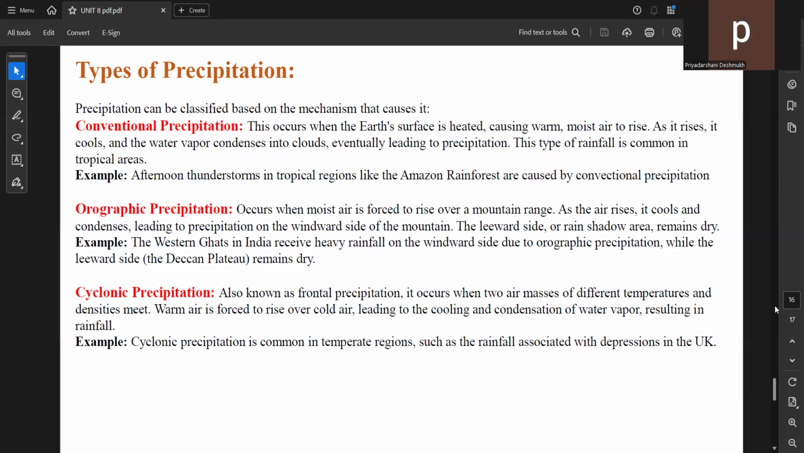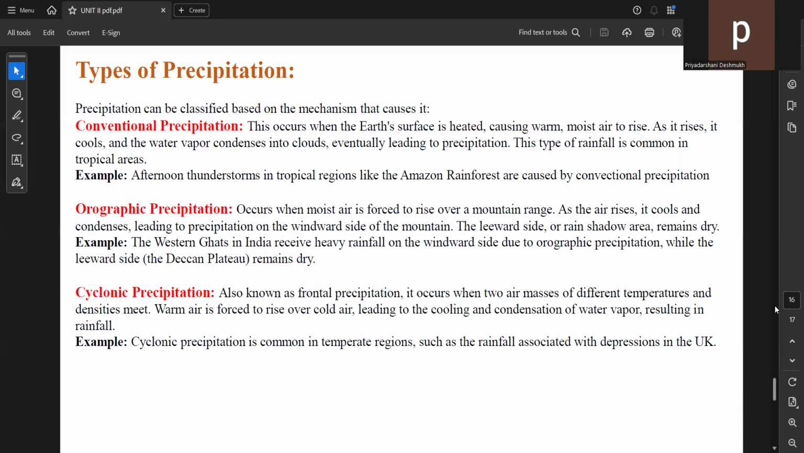The next one is orographic precipitation. It occurs when moist air is forced to rise over a mountain range. As the air rises, it cools and condenses, leading to precipitation on the windward side of the mountains. The other side becomes a rain shadow area and remains dry. This is called orographic precipitation.